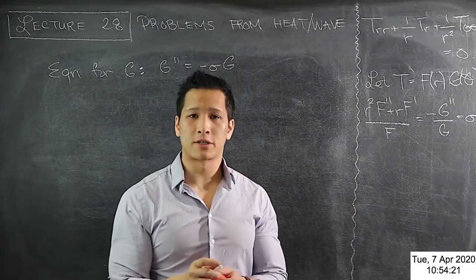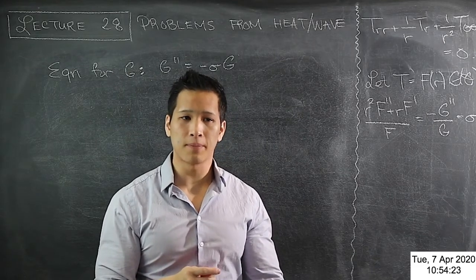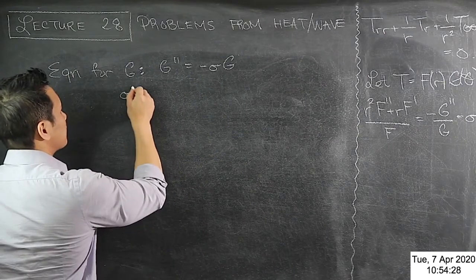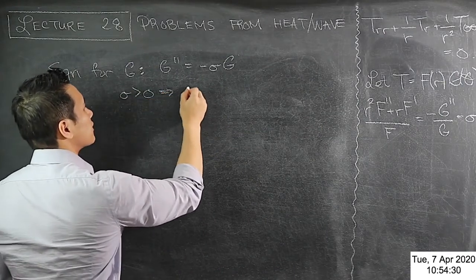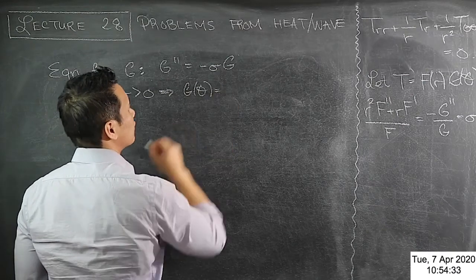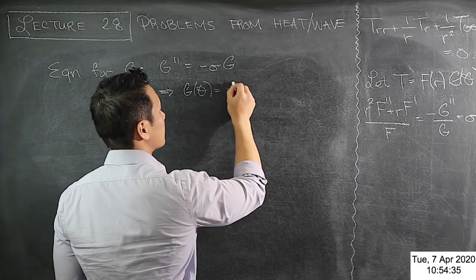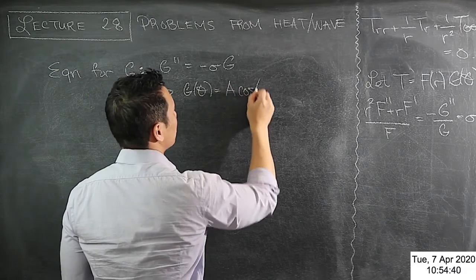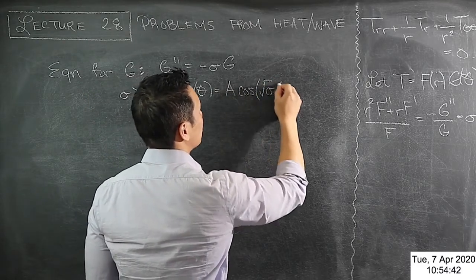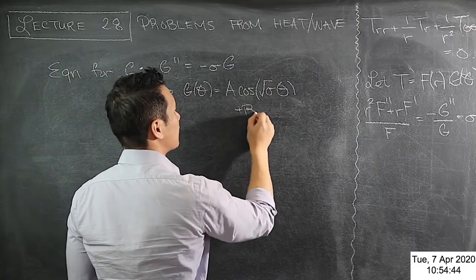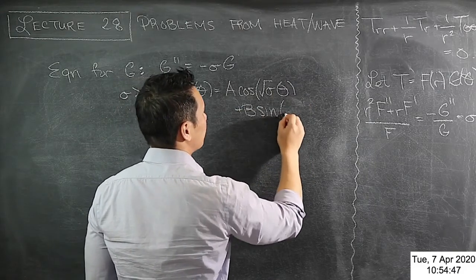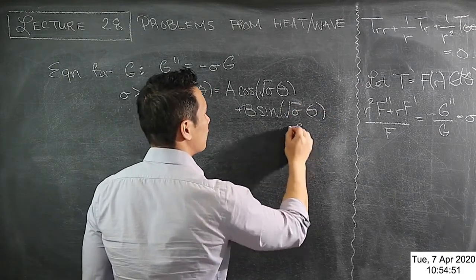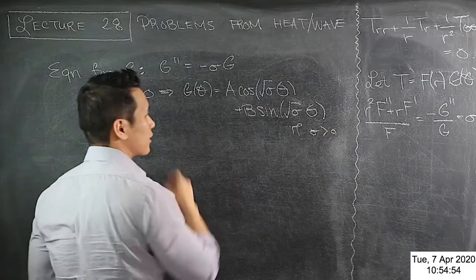For the moment, let's just consider sigma to be greater than 0, and then we'll go through the other two cases. So if sigma is greater than 0, then that tells you that g of theta is going to be one constant. Let's call it a times cosine of root sigma times theta plus b times sine of root sigma times theta. Okay, so if sigma is positive, I think I wrote that here.